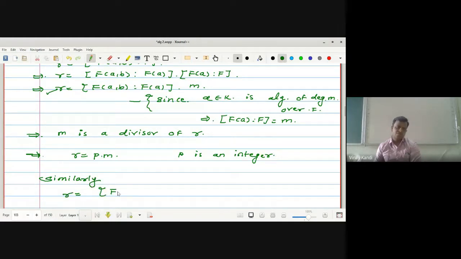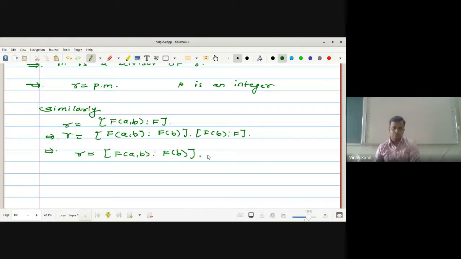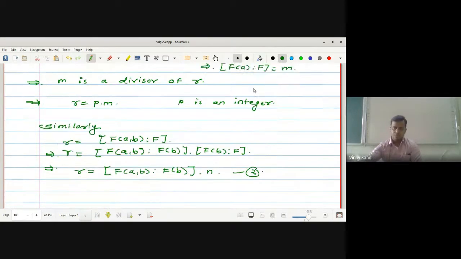Similarly, r is equal to the degree of F of ab over F. By transitivity of finite extension, this is the degree of F of ab over F of b, instead of F of a take F of b, into the degree of F of b over F. So this implies r is equal to the degree of F of ab over F of b, into n. Give it as equation number 2.